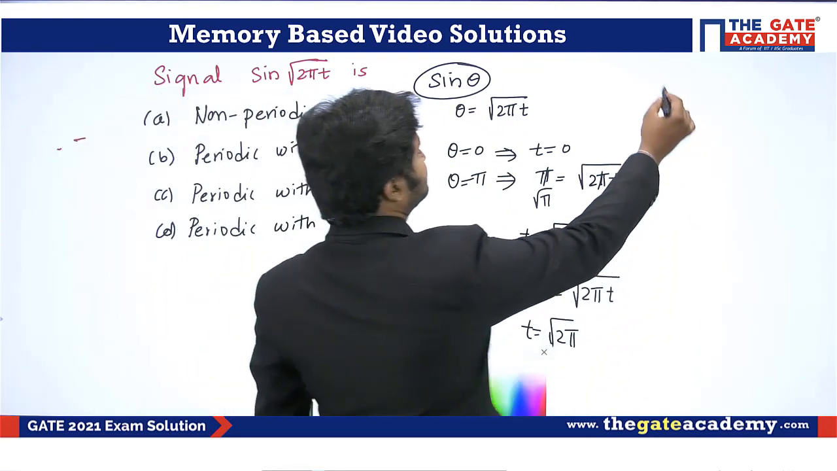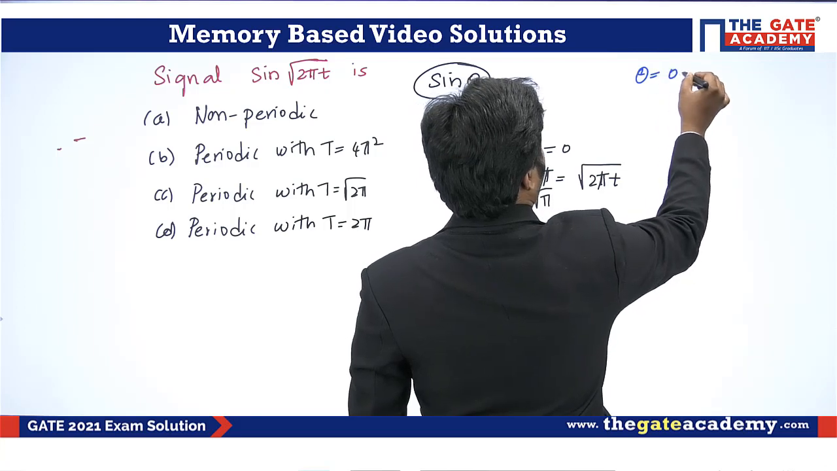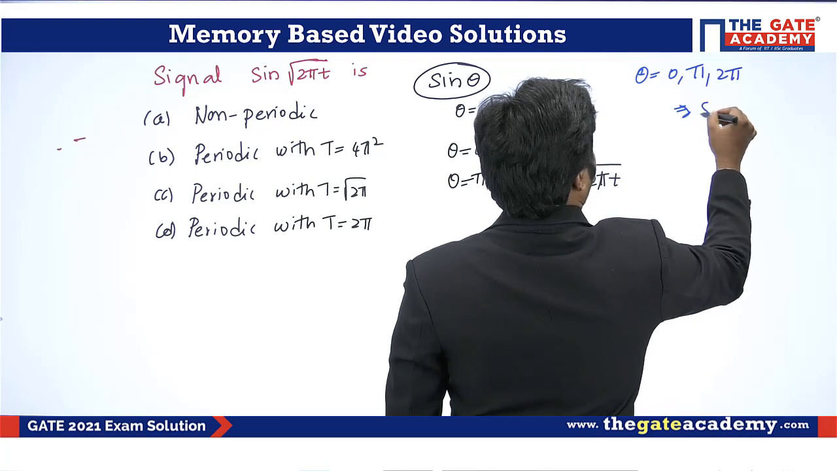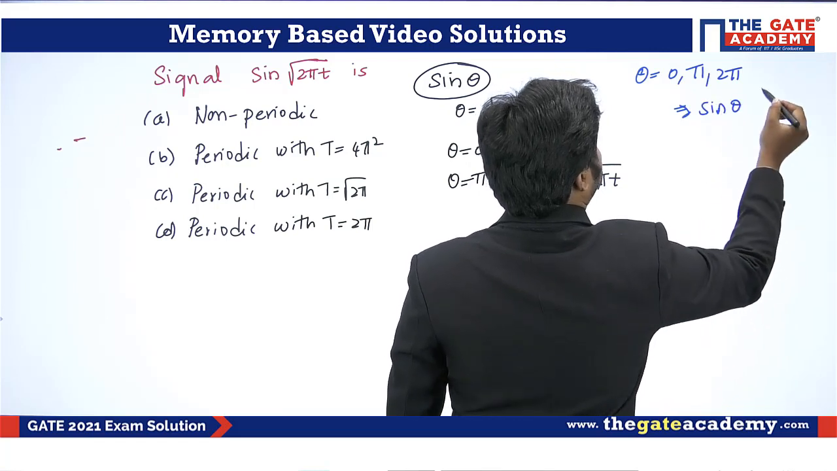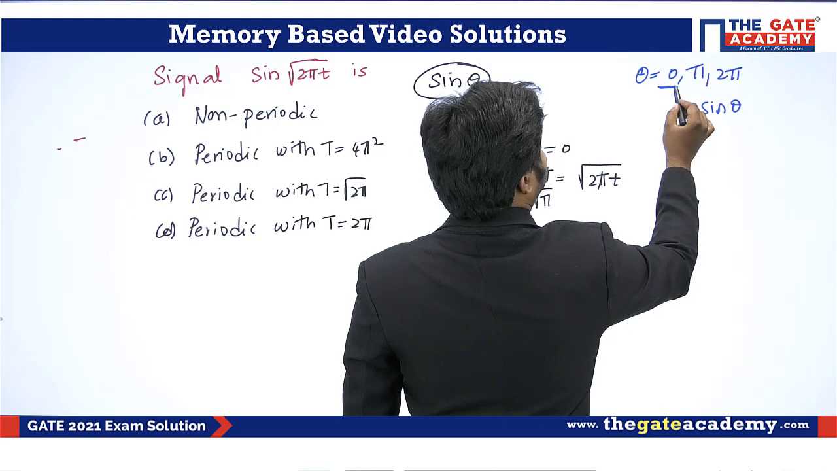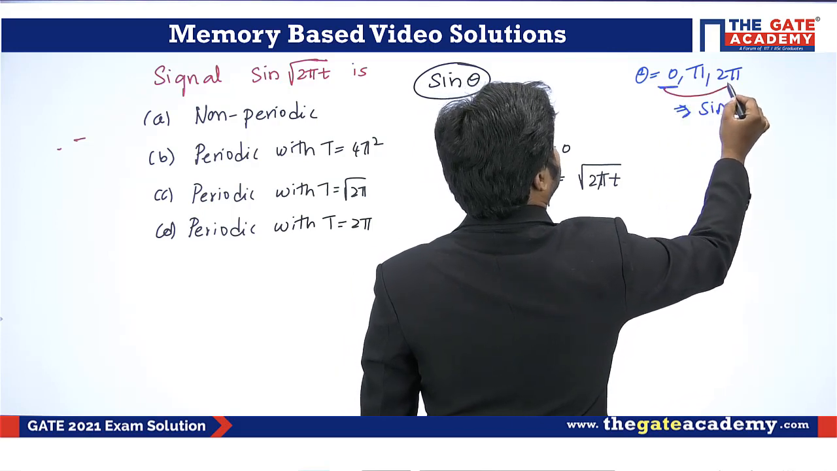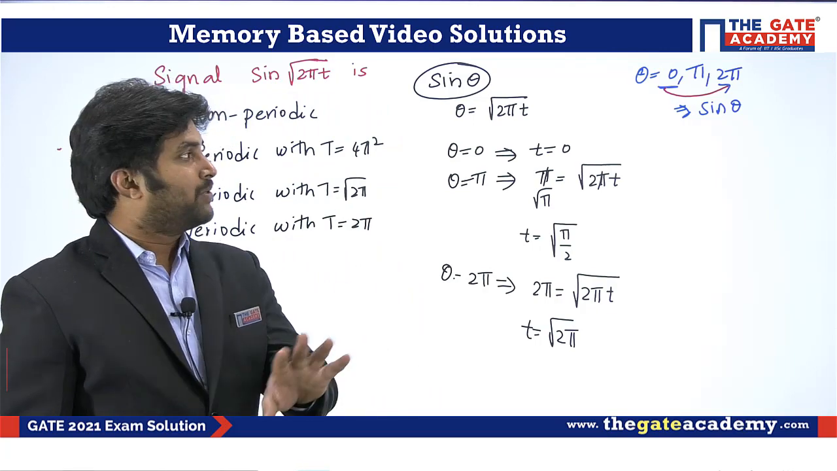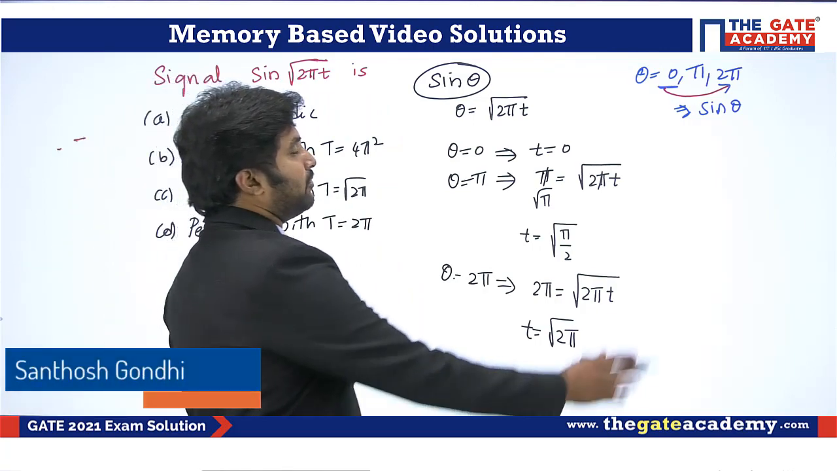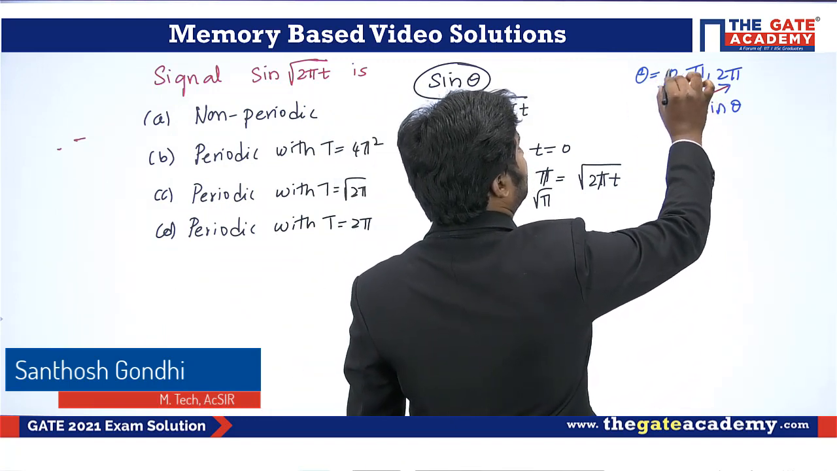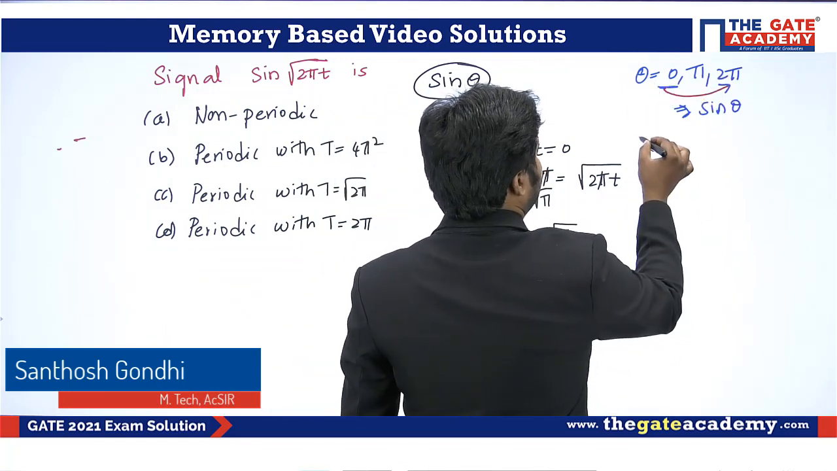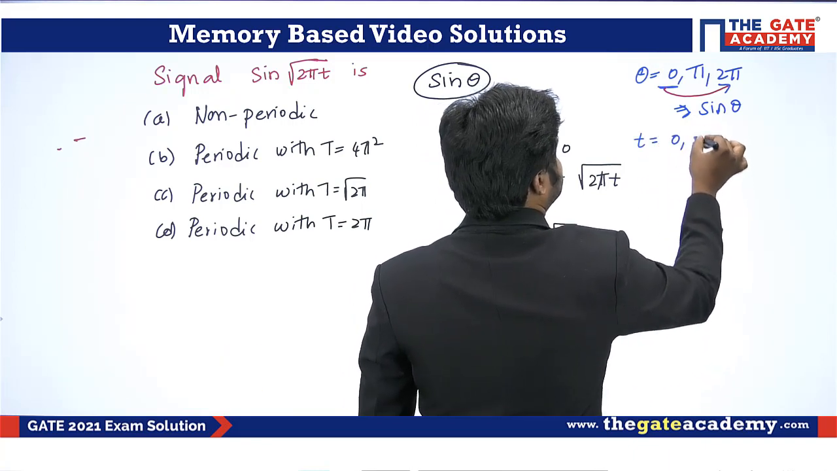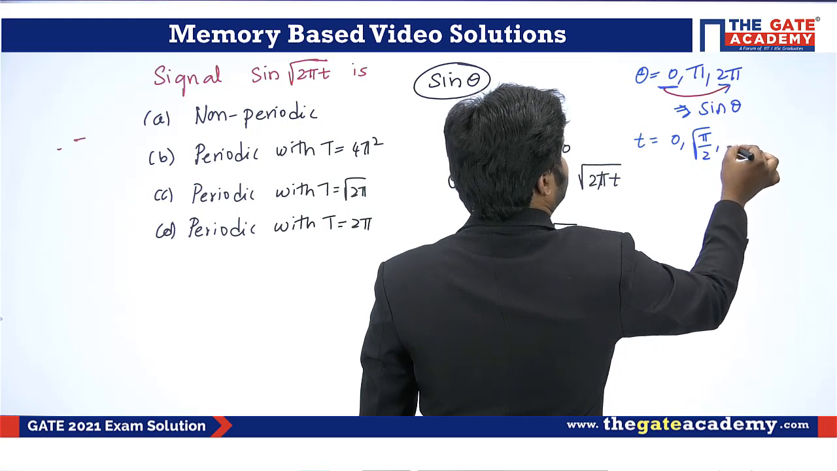If that is the case, at theta equal to 0, pi, 2 pi, the function is going to be equal to 0. And we know sine theta is periodic with a period of 2 pi. At pi, the half cycle is completed. At 2 pi, the full cycle is completed. So according to theta, we have 0, half period, full period. Similarly, the corresponding values of t are 0, root of pi by 2, and root of 2 pi.